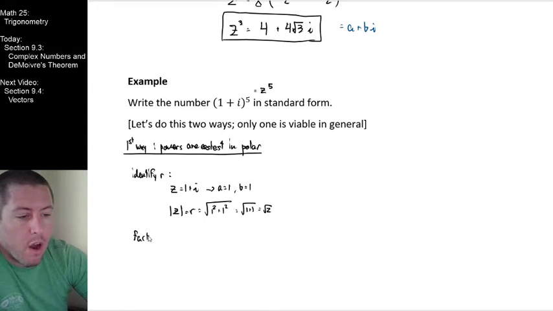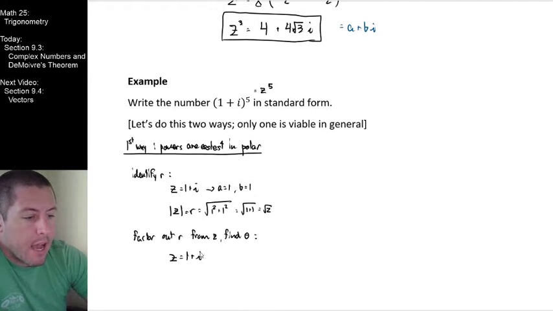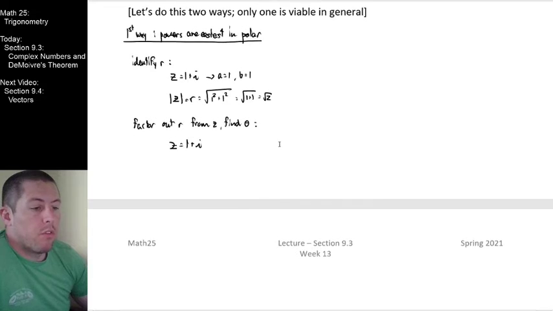Now let's factor out r from z and find theta. I want to take my z here as 1 plus I, and I want to factor out that root 2 from it.